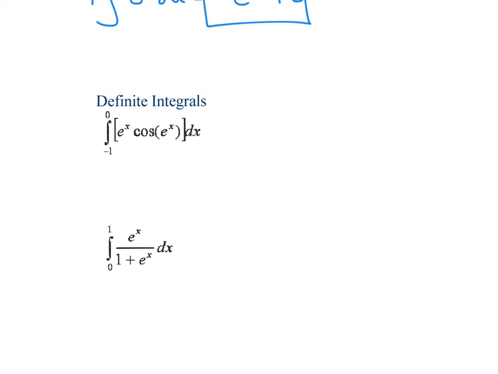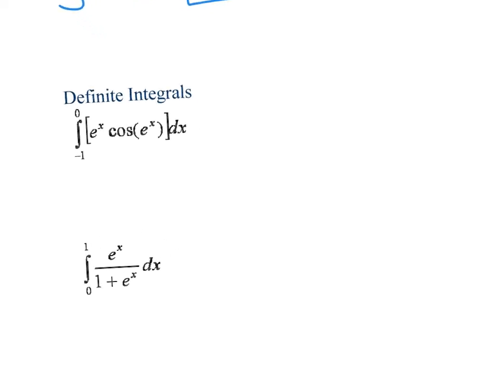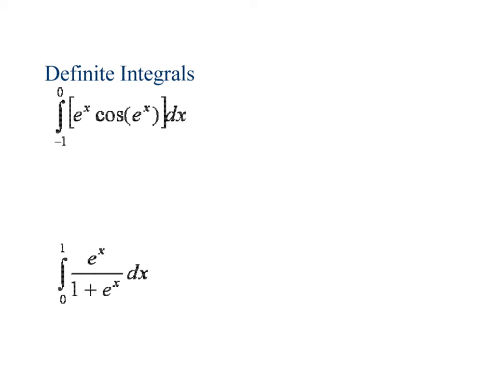And then I will have you try the second one. We'll see if you can. We'll figure it out together. All right, so my hint here is, because there's something going on in parentheses, u should be e to the x. But what?